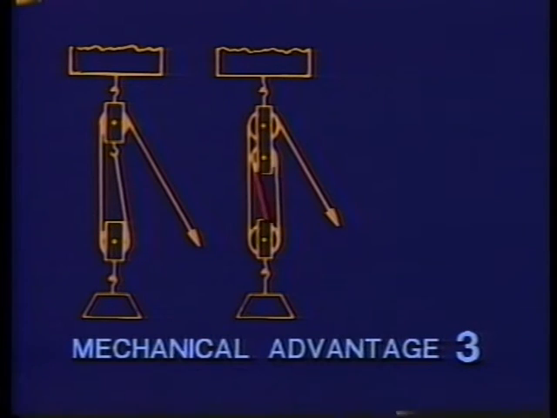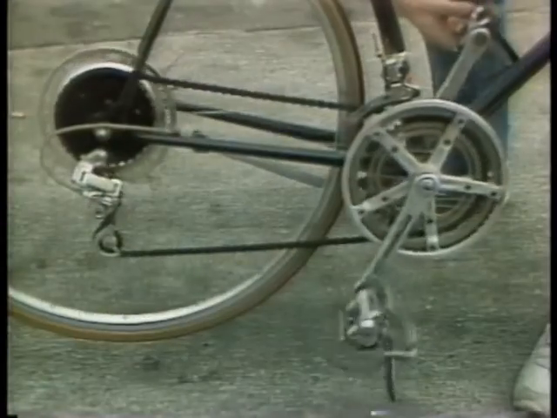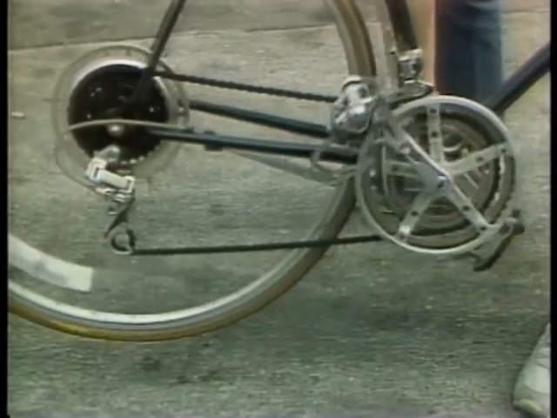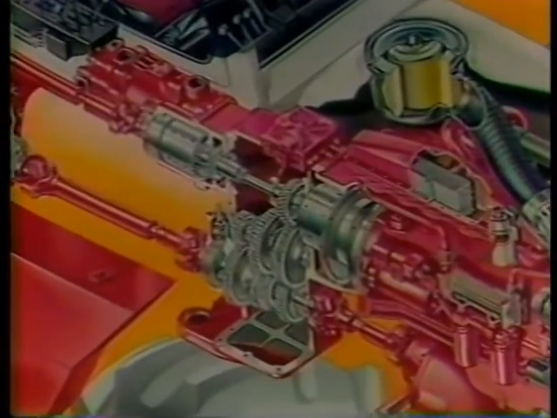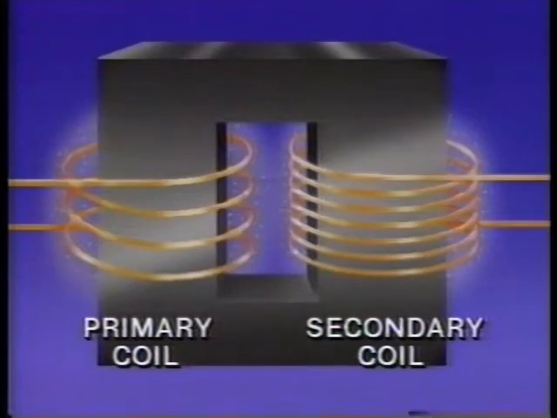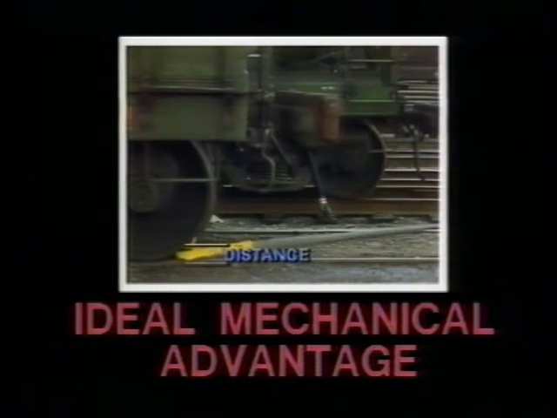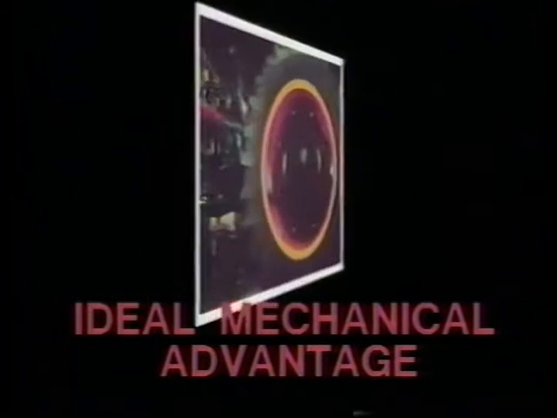The third way of finding mechanical advantage is by counting things. Counting the number of ropes supporting a load in a pulley system. The number of teeth on the input and output chain sprockets. The number of teeth on input and output gears. Or counting the number of windings on the primary and secondary coils. In each case, you are counting the input and output sides of the force transformer.